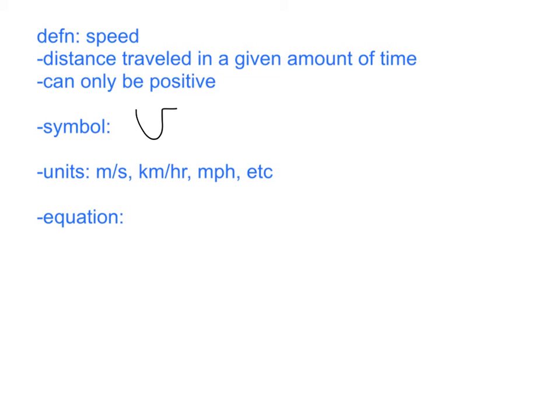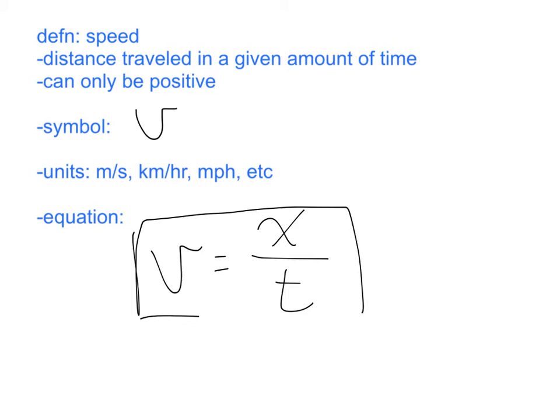I'm not going to be super picky about the symbols that you use. It's just a V. Units for speed, most common ones that we'll be using are meters per second. Other units you might see, kilometers per hour, miles per hour, etc. Pretty much anything that's a unit of length over a unit of time. The equation for speed is in the definition. Speed is equal to distance over time. And whenever I write equations, I like to define what each letter is.